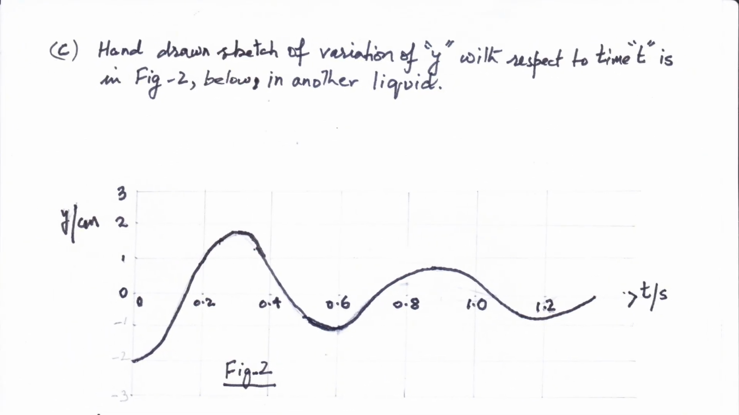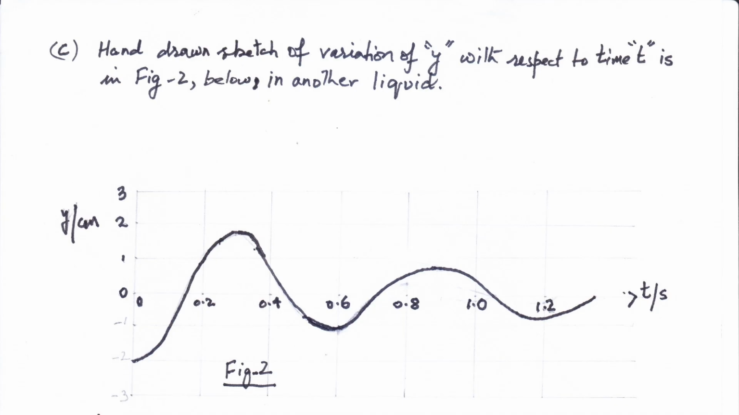Then going to part C. I have hand drawn the sketch of variation of y with respect to time t in figure 2 below. And this variation is in another liquid. y, that is displacement, is on the y-axis in centimeter, and on x-axis we have time in seconds. If you look at it, from time we can find out time period, and from y we can find out the amplitude, etc.